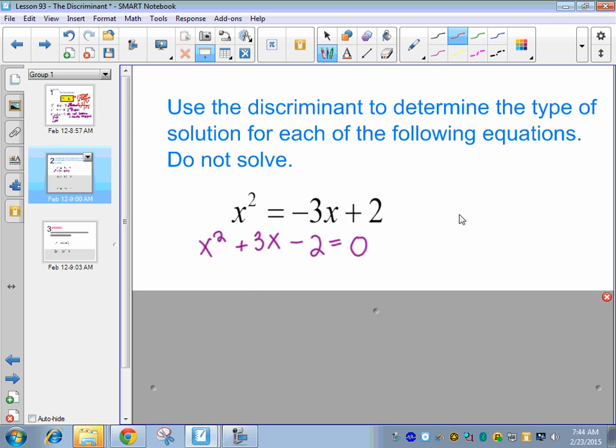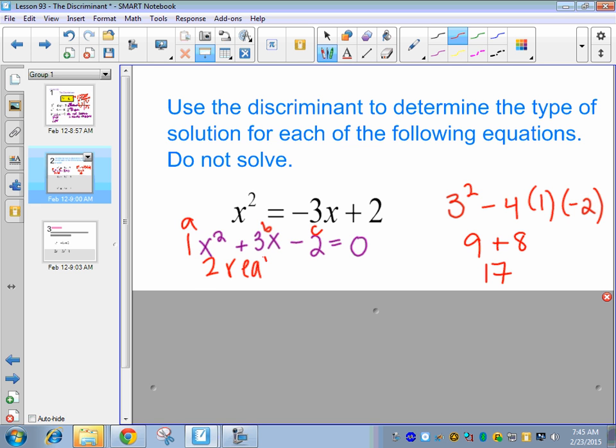Okay. So a is going to be 1. B is positive 3, c is negative 2. So we've got b squared, which is 3 squared, minus 4 times 1 times negative 2. So we get 9 plus 8, which is 17. Okay? We don't really care exactly what that number is. We just care that it is positive. So if you get any positive number, what does that mean? Yep, 2 real solutions. Okay?